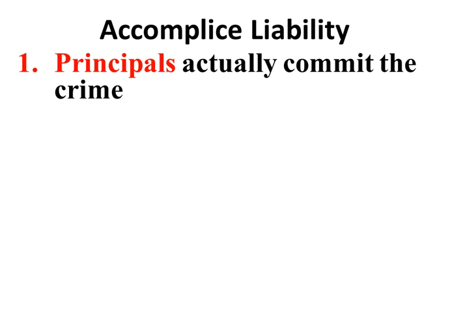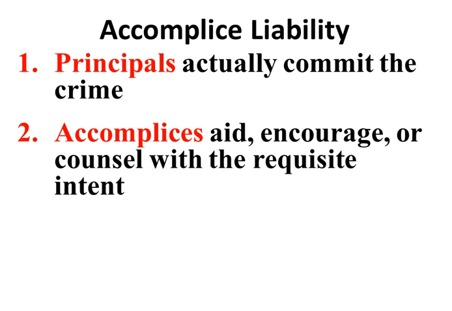Let's distinguish now between principals and accomplices. Principals are the ones who actually commit the crime. They are the person who walks into the bank and says, "This is a holdup, give me your money." Accomplices aid, encourage, or counsel with the requisite intent. They can be providing the bank robber with a gun, waiting outside in the getaway car, hiring them to do the crime, doing anything that encourages, counsels, or aids the principal to commit the crime.